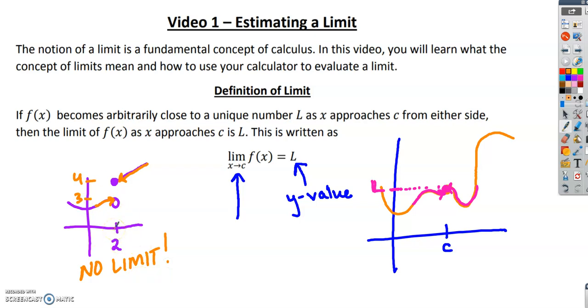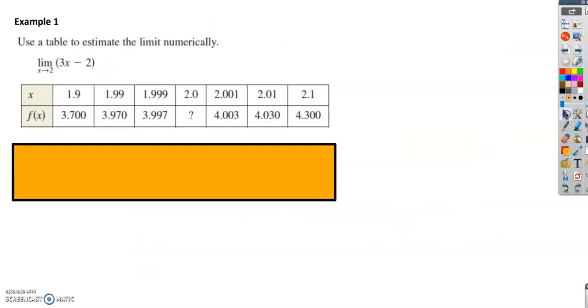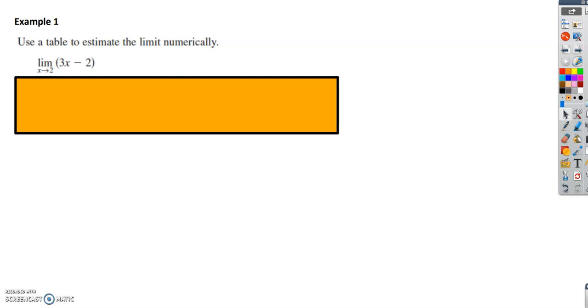Okay, so to start off, we're just going to estimate some of these, and we're going to use our calculator for most of it. I'm going to cover that up. Pretend you didn't see that. The first one we're going to look at is the limit as x approaches 2 for this function. And we're going to estimate it.